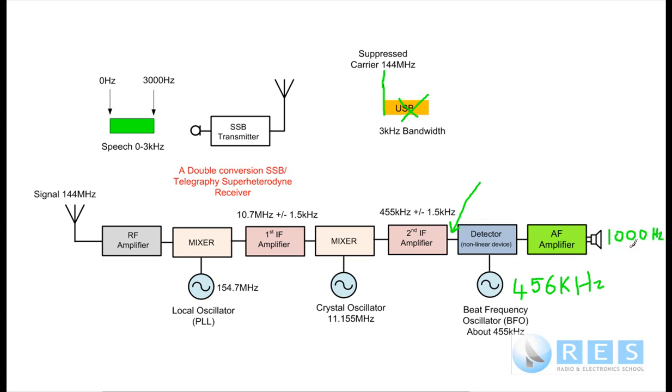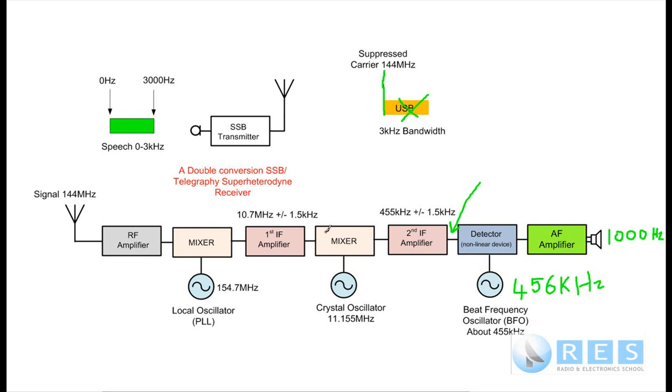If he's not happy with a 1000 hertz tone, he can adjust the BFO and make it an 800 hertz tone or a 500 hertz tone, whatever. It's up to him. That tone that you hear when you receive Morse code is generated by the product detector and the beat frequency oscillator. And it's simply the difference between the two. The difference between 455 and 456 is 1 kilohertz or 1000 hertz. That's how we generate the tone in a telegraphy receiver, which is exactly the same as a single sideband receiver.